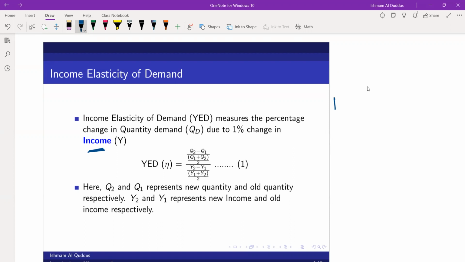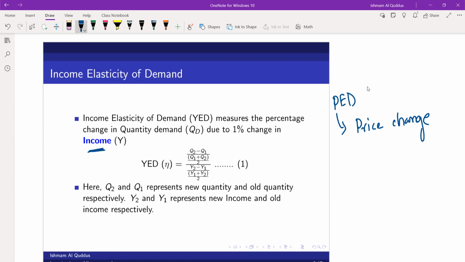So remember that when we were talking about PED, we were discussing the effect of price change. But here we want to see how, if any change is brought in income, we respond to that change through adjusting our quantity demanded. So try to understand before delving into the calculation part. I want you to understand this.